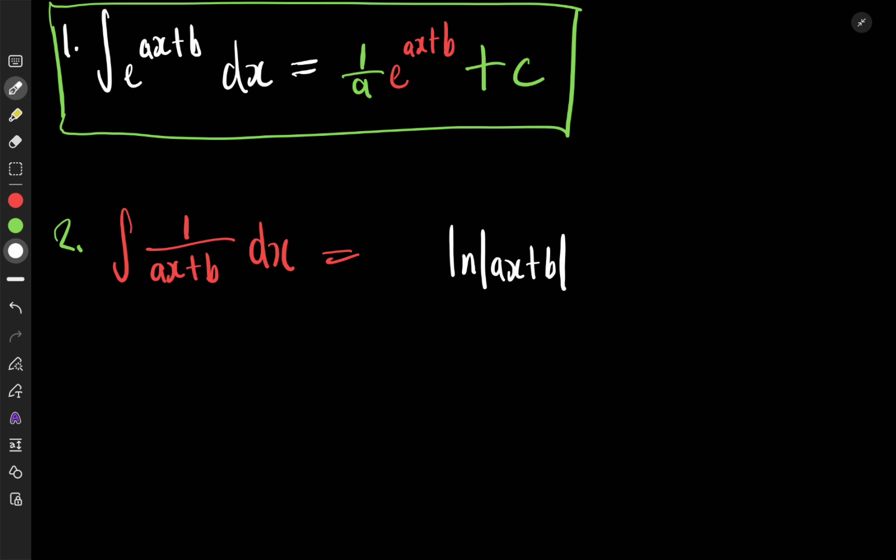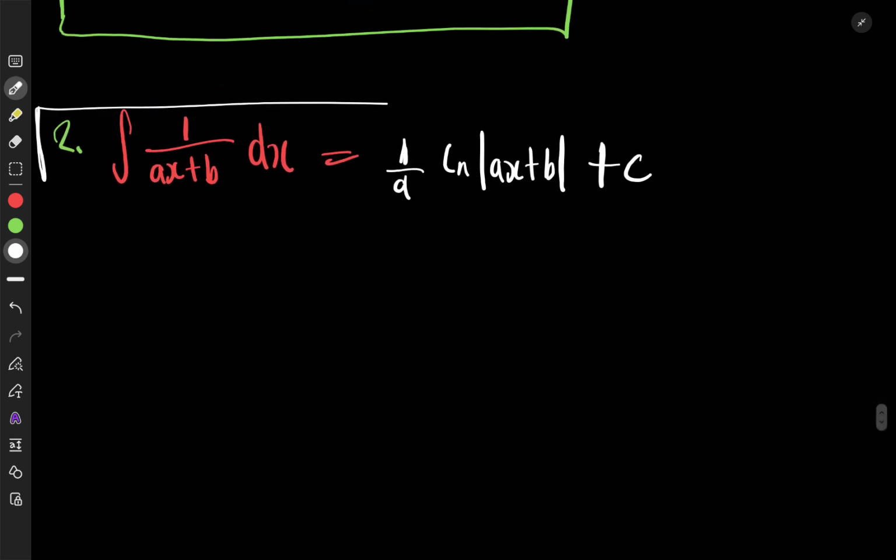Why do we say that? Because this is something which is more than just an x. So when we integrate it, we should then divide by the derivative of ax plus b. We always divide. Integration, you always divide by the derivative. The derivative of ax plus b is a, so you divide by that, which is like to multiply by 1 over a. So it is 1 over a ln of the modulus of ax plus b, then you put your constant of integration c.